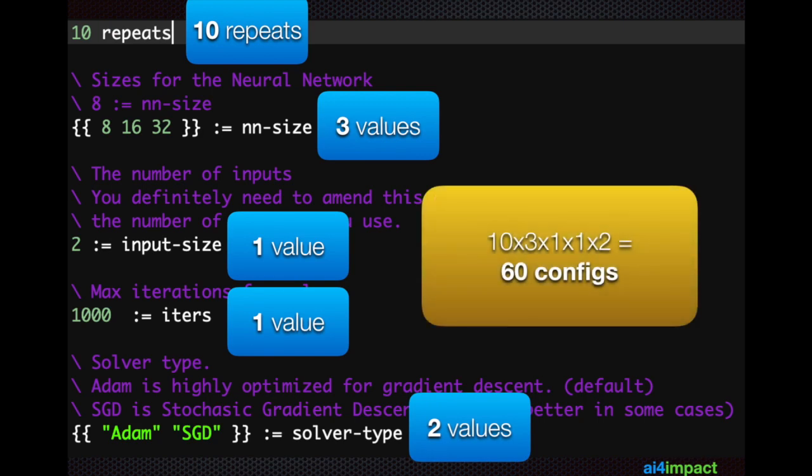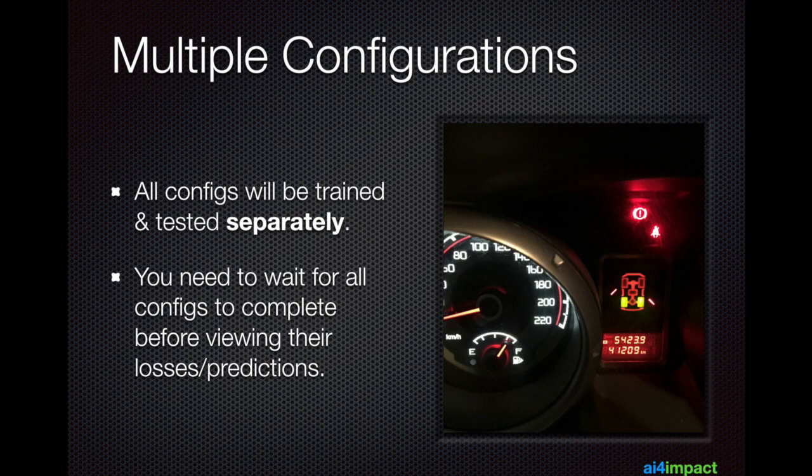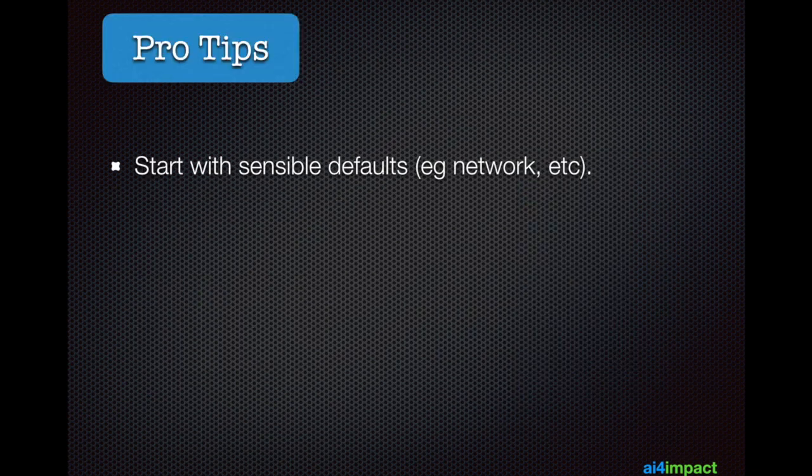We have therefore 60 configurations in all to run. All configs which you define will be trained and tested separately. They have nothing to do with each other. Before you can extract and analyze the results of training, you have to wait for all your configs to complete before viewing their results.